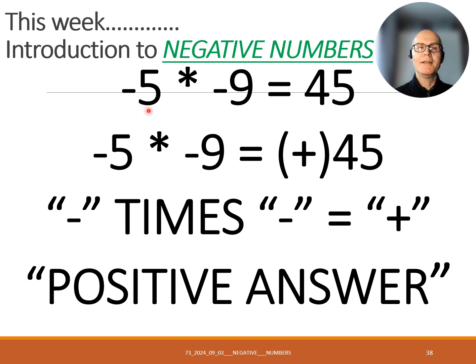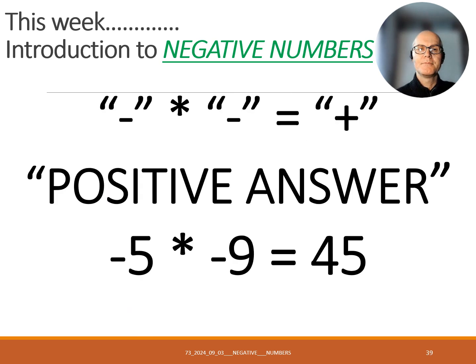This one here, negative 5 times negative 9 equals positive 45 or just 45. Negative times negative equals a positive. Any negative number times any negative number equals a positive answer.